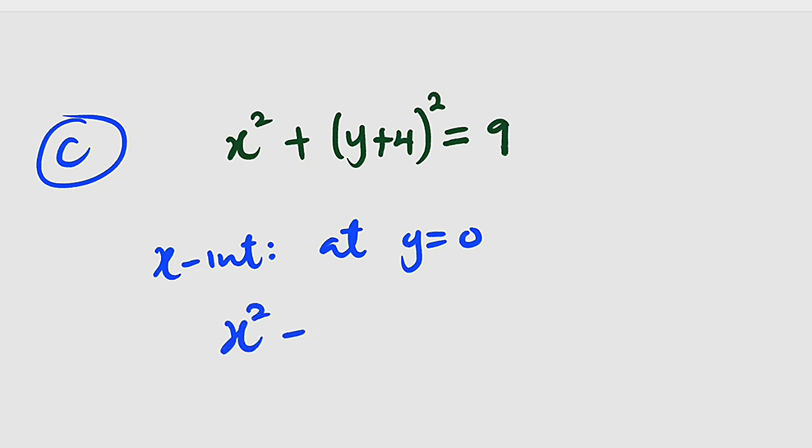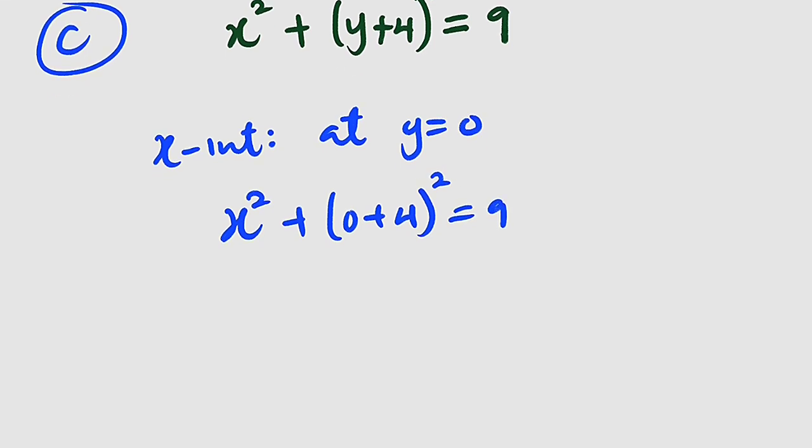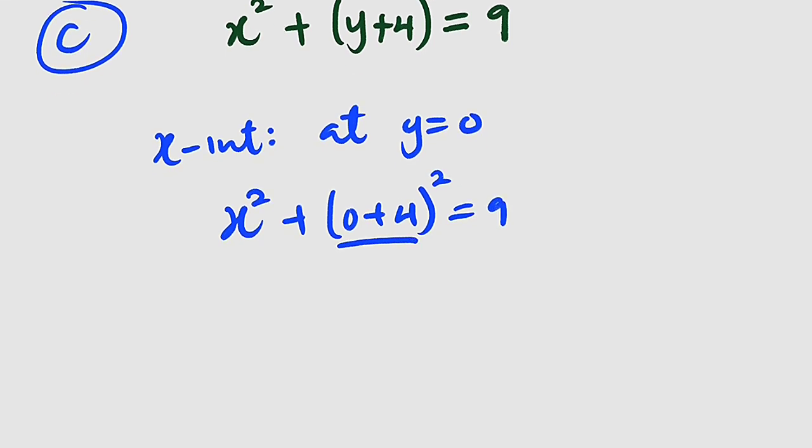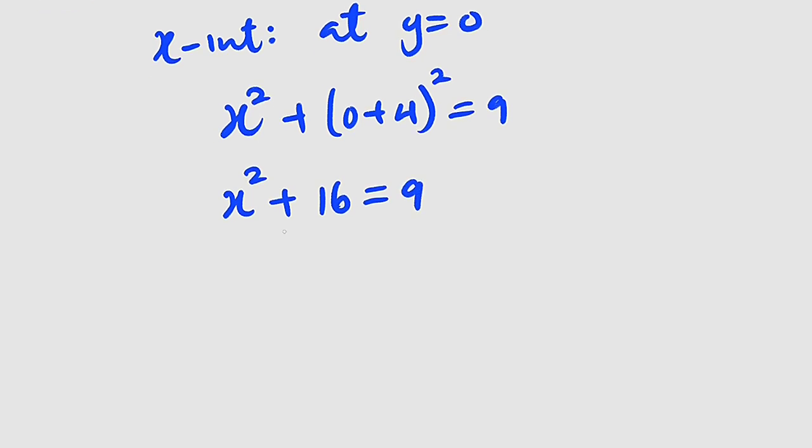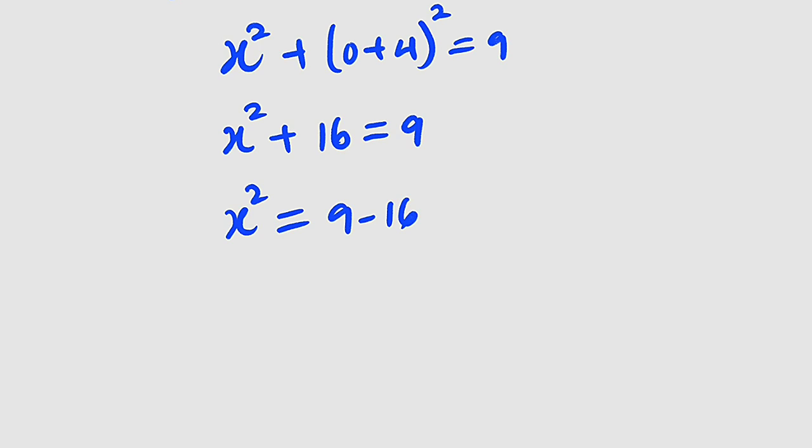X squared plus 0 plus 4, because y is 0. This is equal to 9. 0 plus 4 is 4 squared is 16. So we have x squared plus 16 equal to 9. If you take 16 to the other side, you have x squared equal to 9 minus 16. And 9 minus 16 is negative 7. X squared is equal to negative 7.